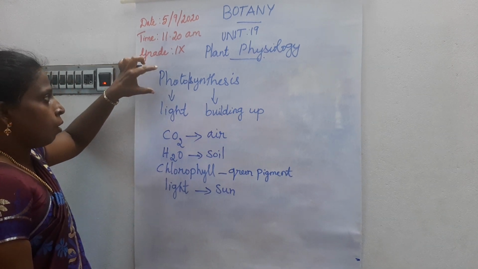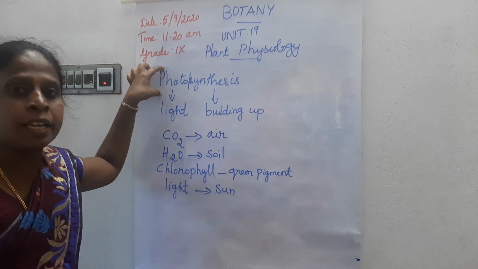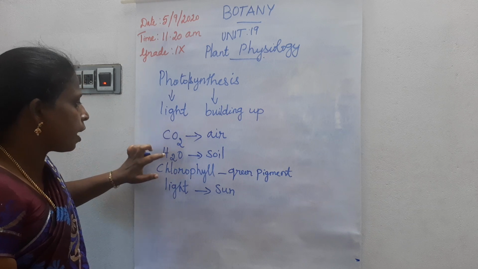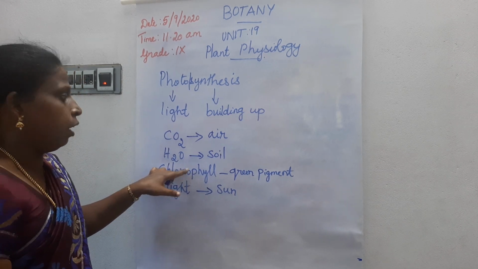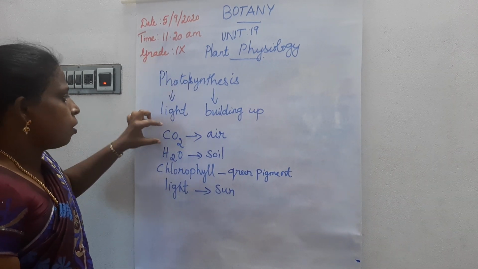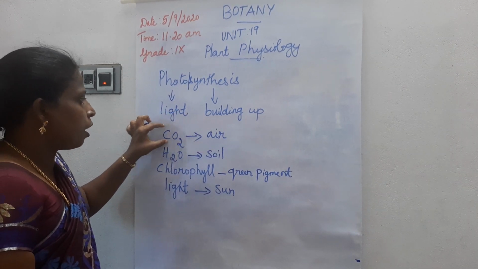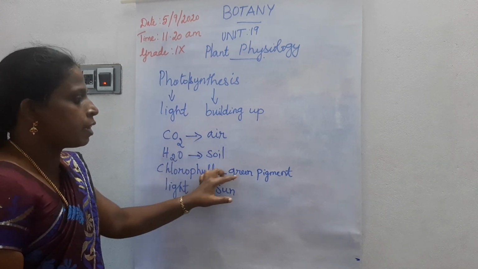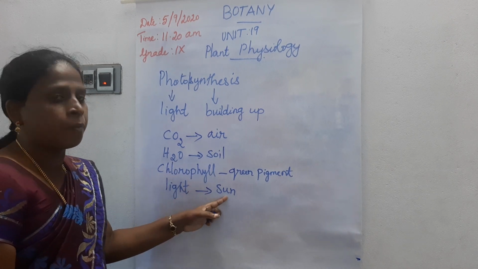So what is the definition for photosynthesis? It is the process by which green plants synthesize carbohydrates by using carbon dioxide and water in the presence of sunlight and chlorophyll. That process is called photosynthesis. The green plants obtain carbon dioxide from the air, water from the soil, and chlorophyll is a green pigment present in the leaves, and the light energy is obtained from the sun.